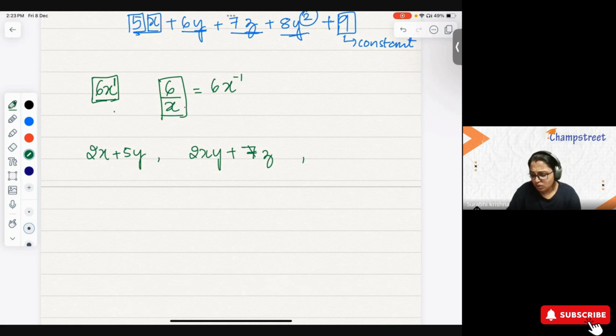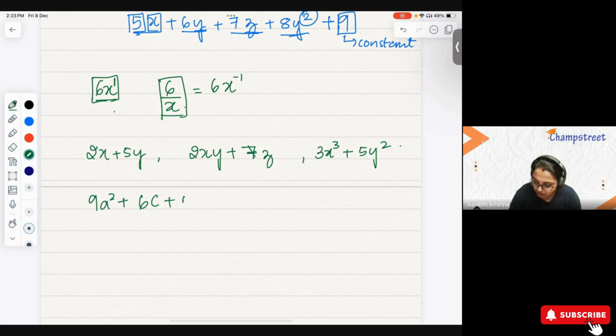We can take more: 3x cube plus 5y square. One more if we want to take, we have 9a square plus 6c, something like this. You can have one more term. We can take it as 1b, right?